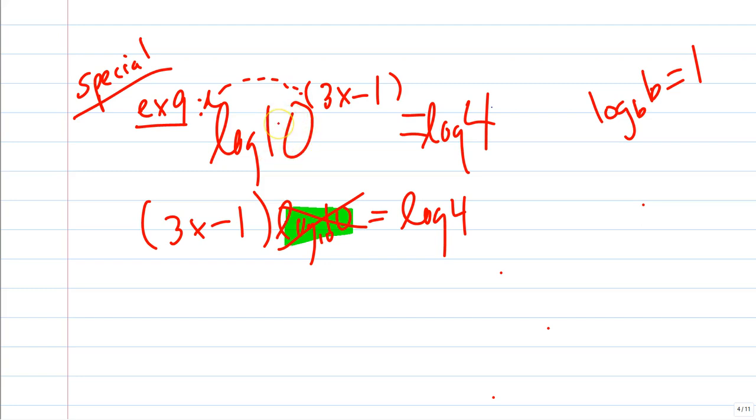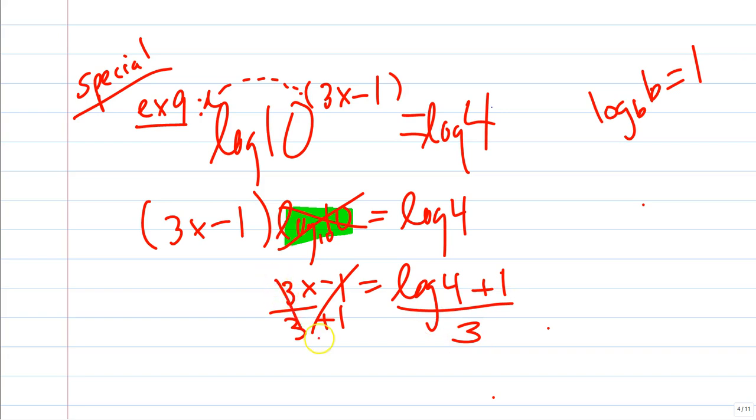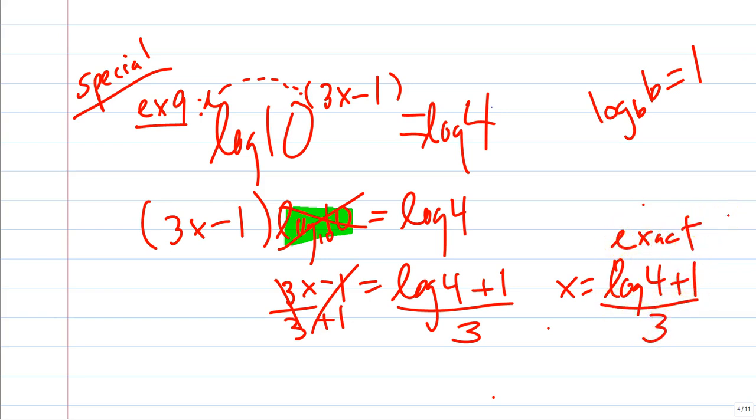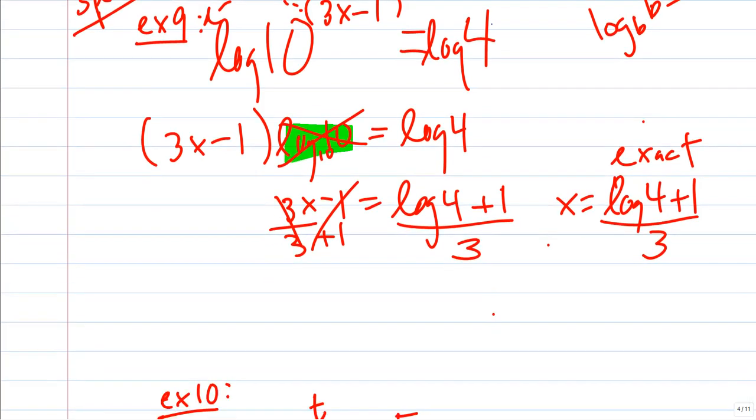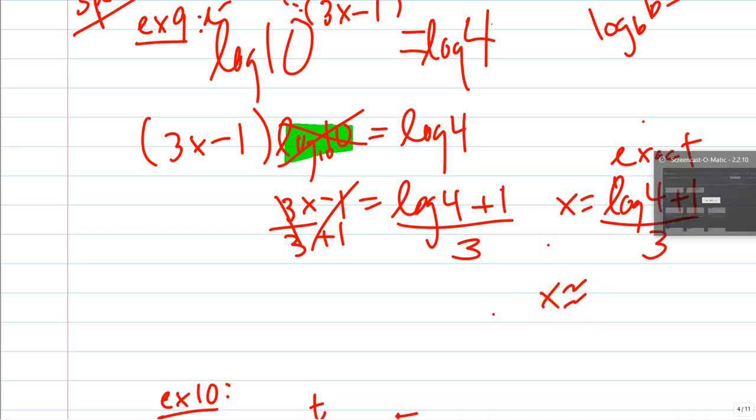So that's kind of special, is when I can use a log with the base that's the same, they literally can just cancel each other out and leave me with 3x minus 1 equals log of 4. Which means now I can just add the 1 and divide everything by 3. So that x is equal to log of 4 plus 1 all over 3. That would be our exact solution again. So if I asked for an exact solution, that's what you type in.